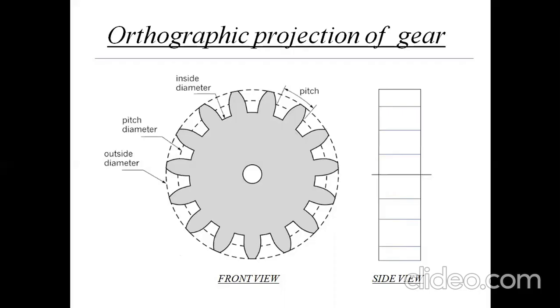By different manufacturing processes, the material is removed from the surface of the teeth. The diameter of the circular disc you can see in the front view, and the width of that disc or gear, or the thickness, you can see in side view.